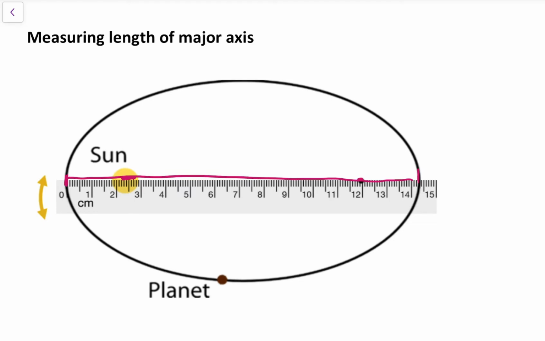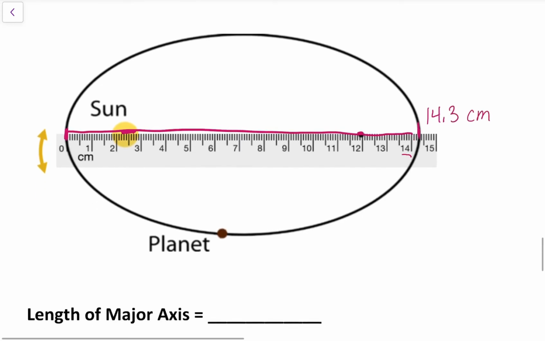In this case, here's 14, 14.1, 14.2. It looks like it's about 14.3 centimeters. Length of major axis equals 14.3 centimeters.